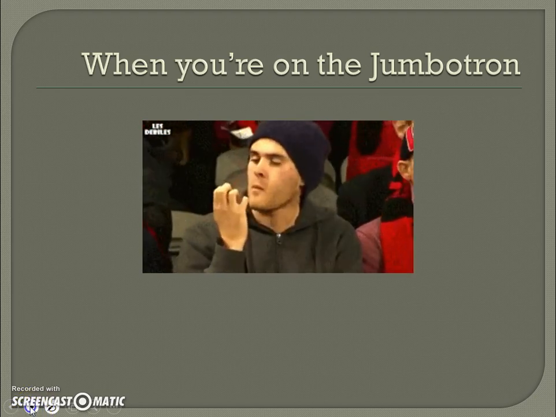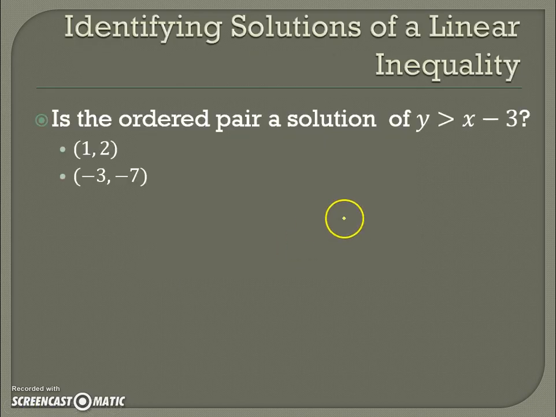All right, so let's keep going here. Identifying solutions. This is really, really simple. You want to know, does the ordered pair make it work? So I'm going to just substitute in. So we'll try this first one. Is (1, 2), an ordered pair, a solution of this? So I have 2 is greater than 1 minus 3, and 1 minus 3 is negative 2, so 2 is greater than negative 2. So that one works. Then we try this other one, (-3, -7).